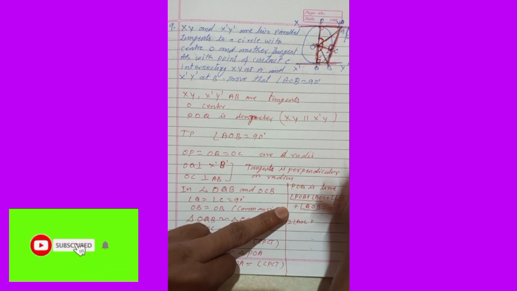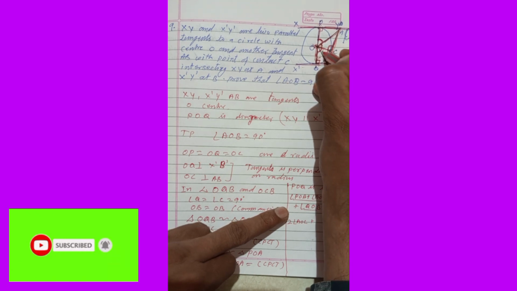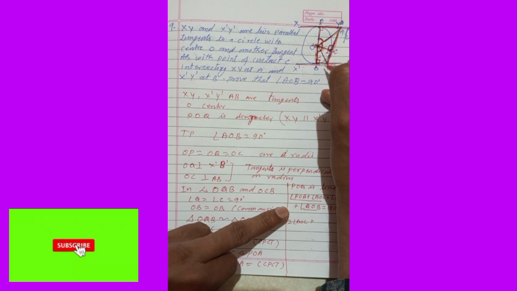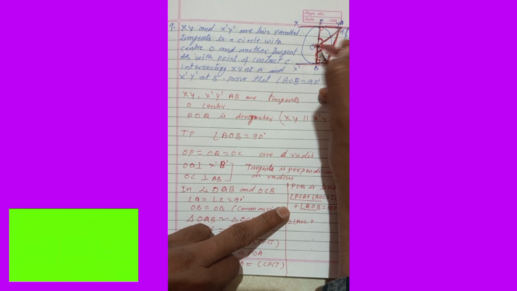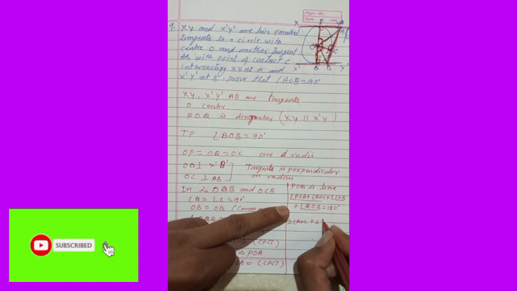plus, in the same way, COB and QOB. COB is this angle and this angle, and this also. So I can write two angle COB. Two angle COB is equal to 180 degree.